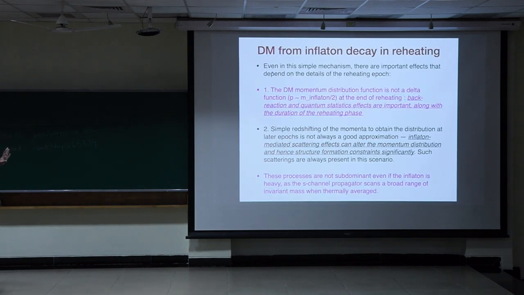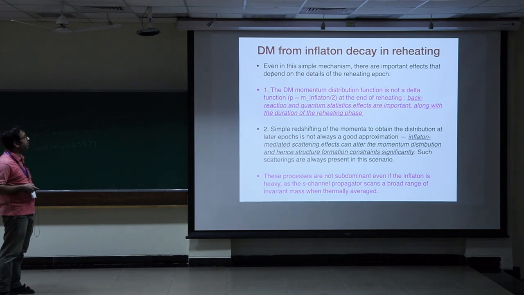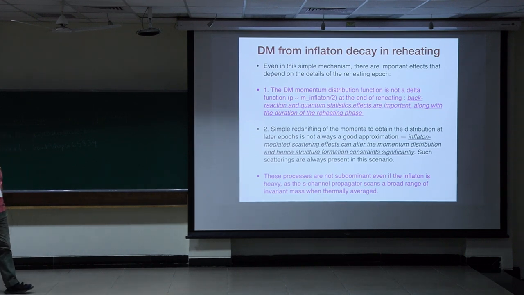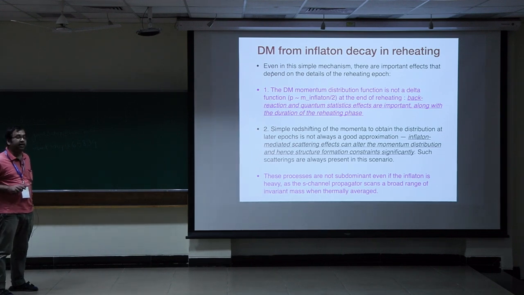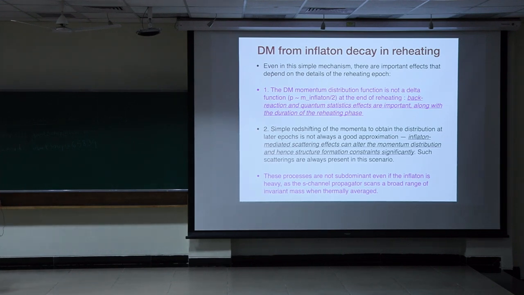So let me start with the simplest one, which is dark matter from inflaton decay in reheating, and emphasize 2 points. That even in this simple mechanism, there are important effects that depend on the details of the reheating epoch. Usually, for these computations, one simply takes the dark matter momentum distribution to be a delta function in the beginning. So the momentum is just the inflaton mass divided by 2 at the end of reheating. However, this is not the case because, as we shall see in the very next slide, there are important back reaction and quantum statistics effects that come into play, along with the duration of the reheating phase, which is an important input.